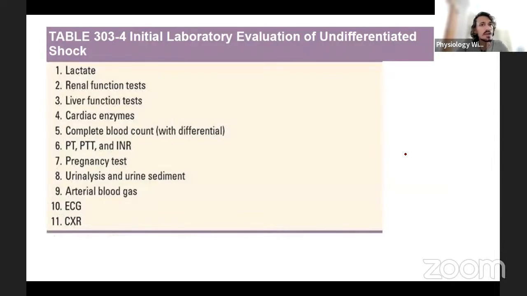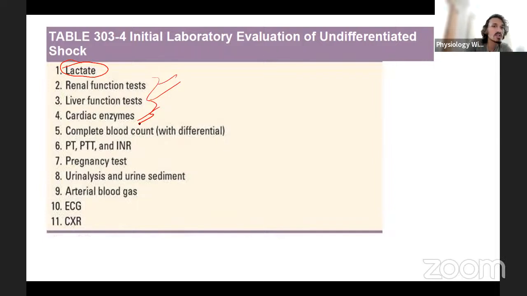So for shock, you have to do various tests. One of the most important things is to look for lactate, because as we saw in the progressive stage of shock, the lactate increases. So that is one thing that you have to keep a note on. Apart from that, look for end organ damage, like renal function, liver function, and cardiac enzymes to check whether MI is there or not. These help to make sure that end organ damage is not there.